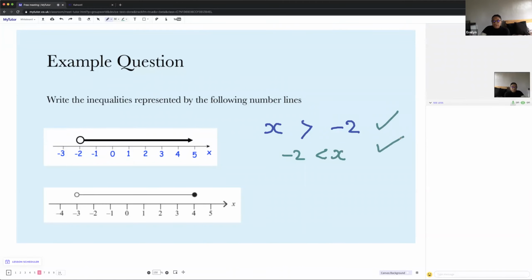Now, some of you in your solutions wrote this. Both of these are correct, because remember, it doesn't matter whether the number or the letter comes first. It depends on the direction of your inequality. Remember, the bigger number goes next to the open mouth. So x is still next to the opening of the arrow. So both of these are correct. It doesn't matter which order, just as long as your sign is the right way round.